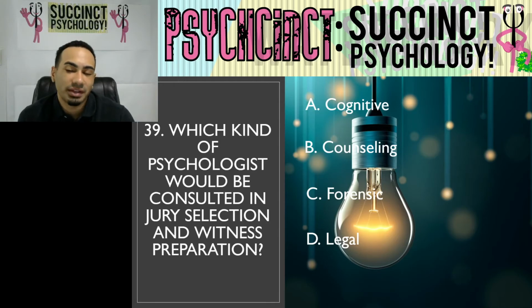Well, the intuitive answer would be to choose D, legal, because those all fall within the legal realm. But the correct answer is actually C, forensic. A forensic psychologist would be the one to be consulted in jury selection and witness protection, witness preparation.